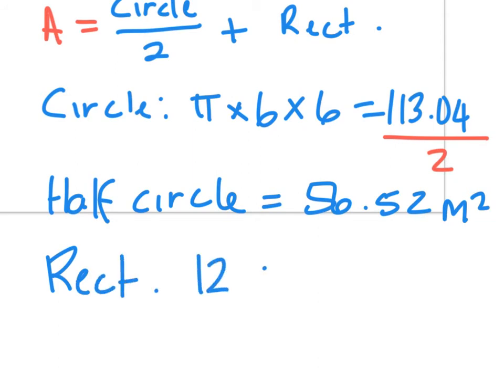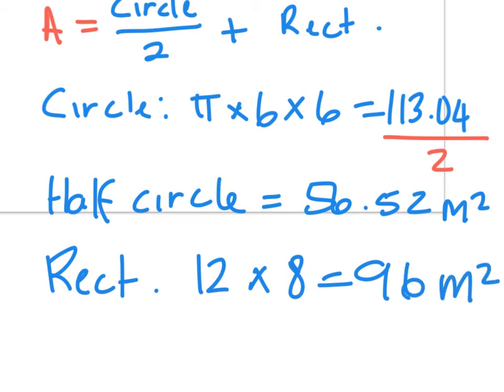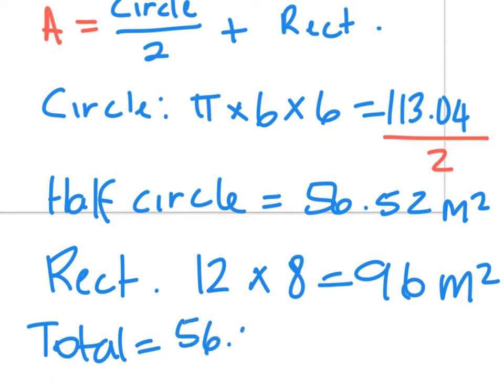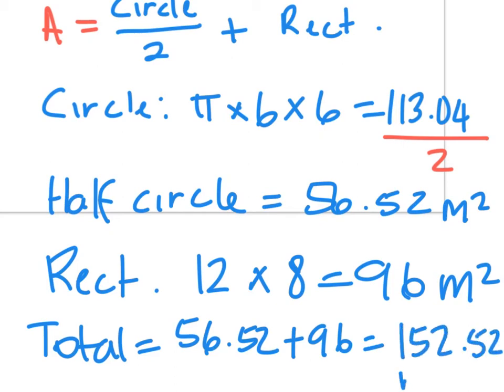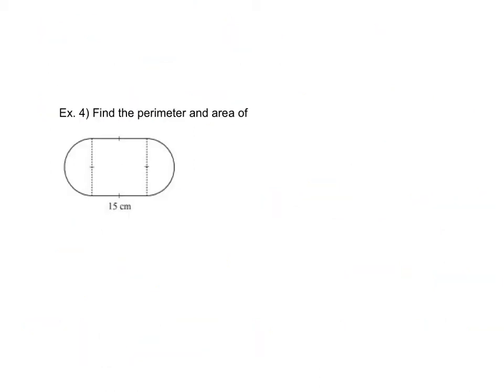Okay, now we're going to look at the rectangle. It's 12 times 8, which is 96 meters squared, and then we add the two of them together. So the total area equals 56.52 plus 96, which is equal to 152.52 meters squared. Alright? Okay, this one.